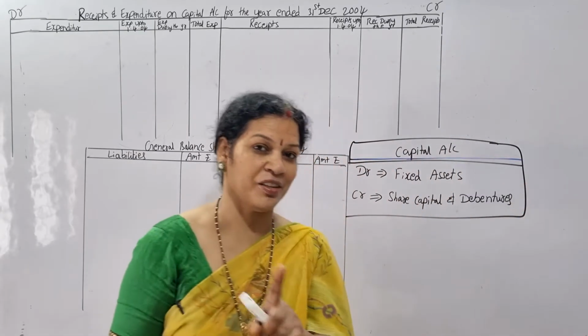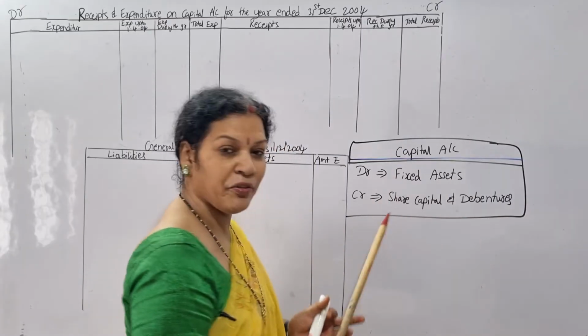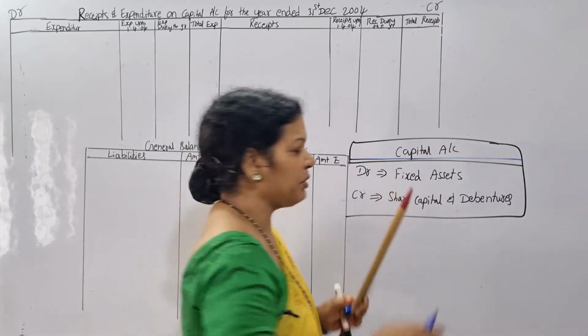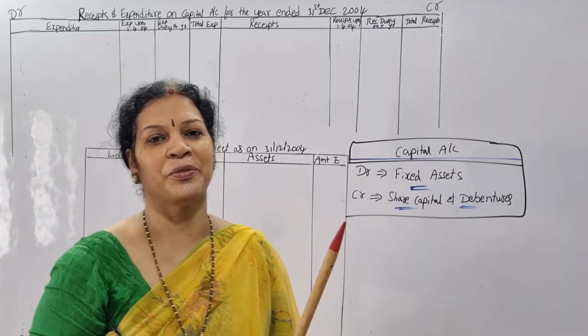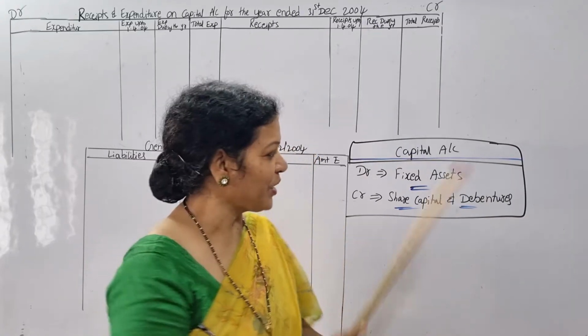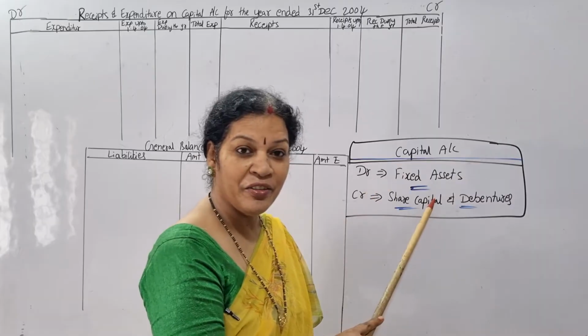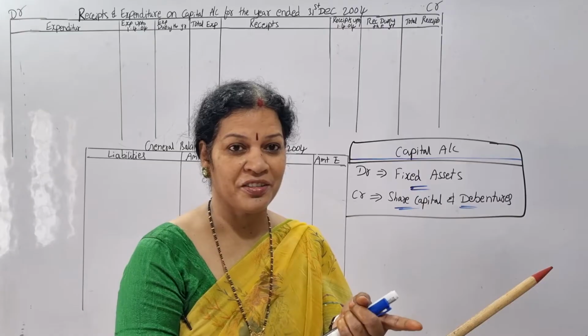So in a nutshell, in one word, I would say that on the capital account debit side we write all the fixed assets. Credit side, share capital and debentures. You got it now. Capital account, simple. So in the capital account we are writing fixed assets on the debit side. Current assets come in the balance sheet.